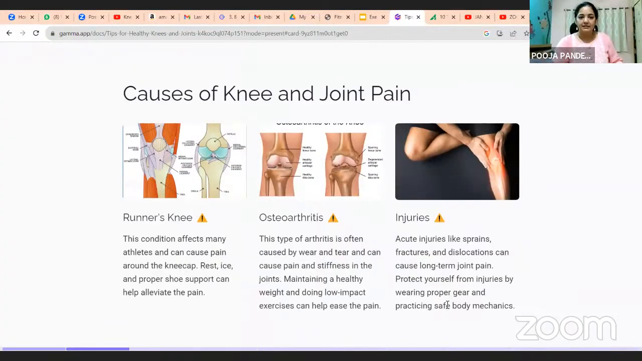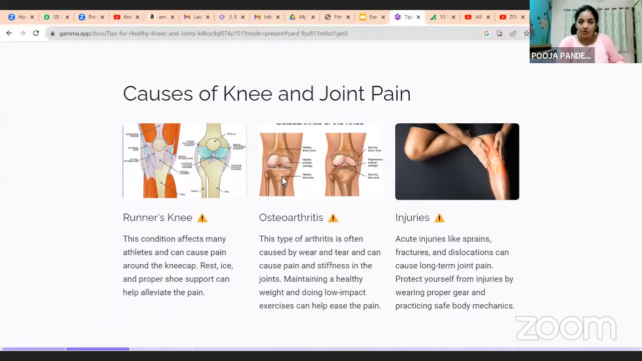Now let's go to the next. What are the causes of joint pain? There are 1001 causes of joint pain. Okay, but I can tell you some of the things which are very common. One is osteoarthritis. Now let us look at this diagram.